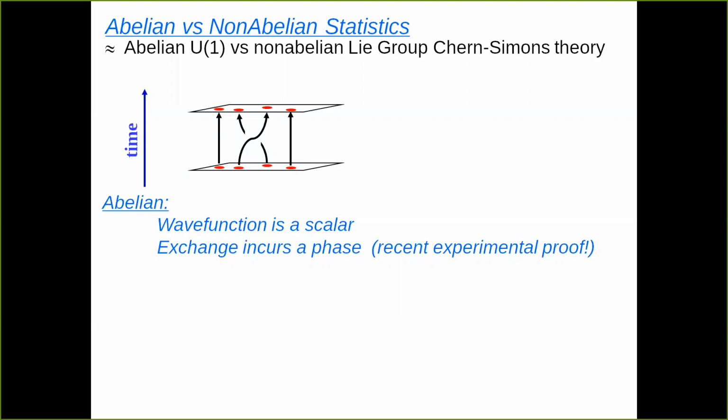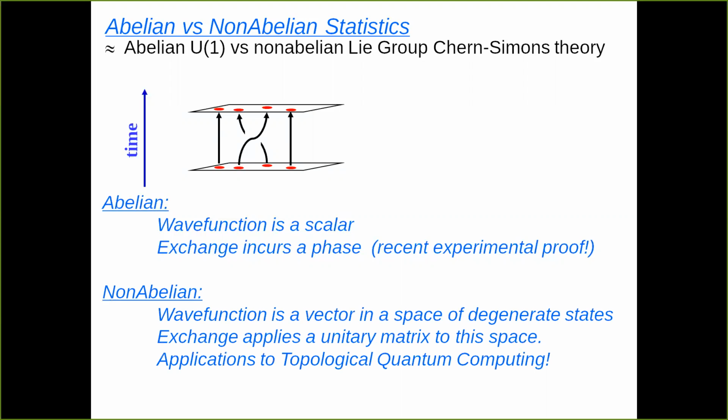So that's abelian quantum Hall states. Non-abelian quantum Hall states are a little bit more complicated. The wave function is a vector in a space of degenerate states, and when you exchange these particles, you're applying a unitary matrix to this vector space. This brings up the application: why people like non-abelian quantum Hall states is because applying a unitary matrix to a space is something that would be very useful for building a quantum computer. And that's what people want to do with these quantum Hall states. Okay, so that's a 2-minute introduction to abelian versus non-abelian quantum Hall states.